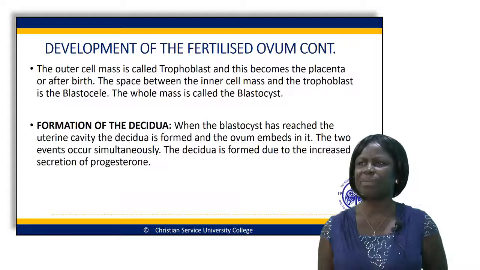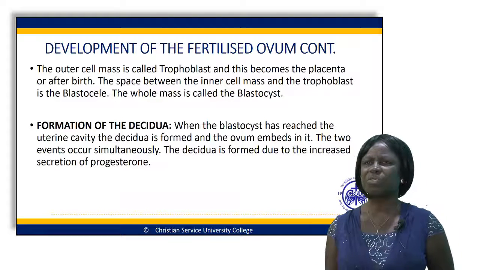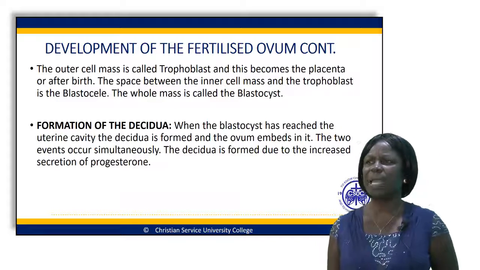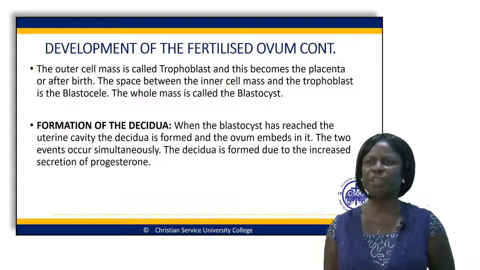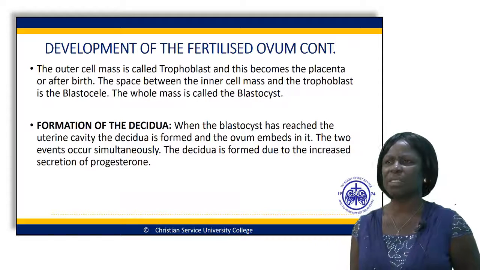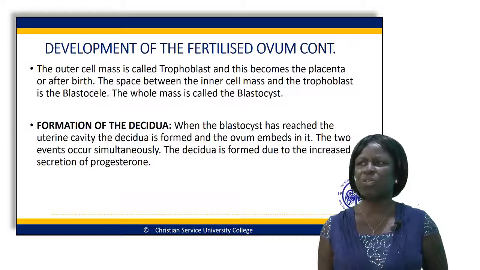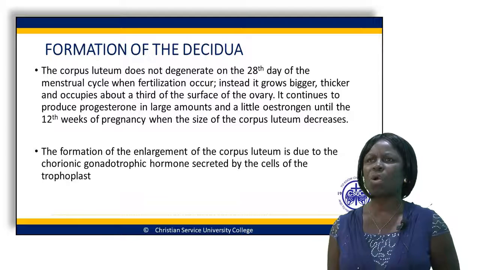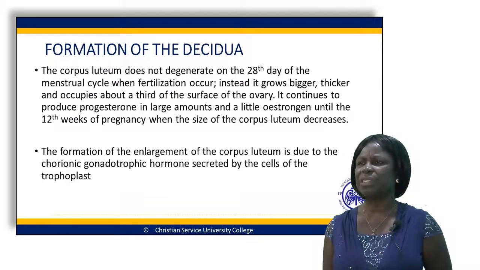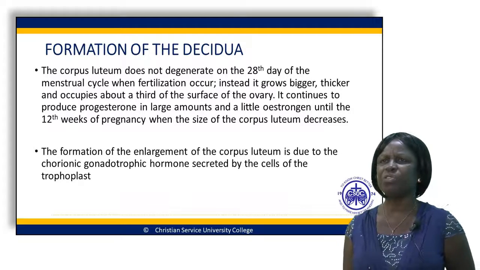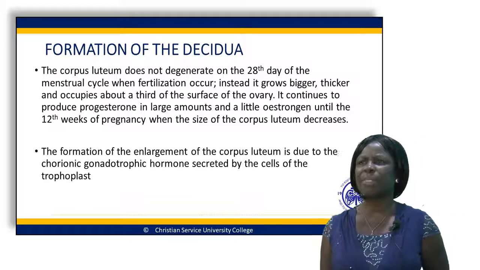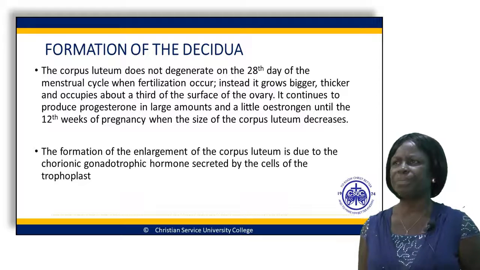Formation of the decidua. When the blastocyst has reached the uterine cavity, the decidua is formed and the ovum embeds in it. The two events occur simultaneously. The decidua is formed due to increased secretion of progesterone. The corpus luteum does not degenerate on the 28th day of the menstrual cycle when fertilization occurs. Instead, it grows bigger, thicker, and occupies about a third of the surface of the ovary.